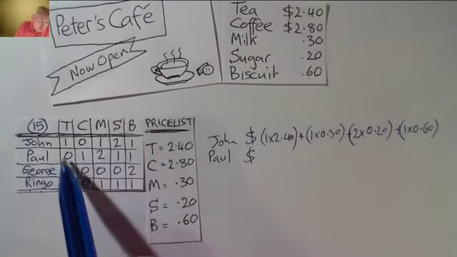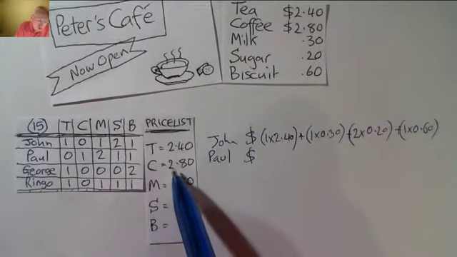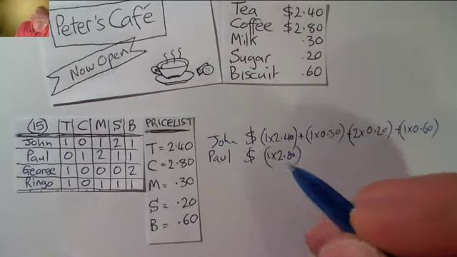So Paul, he had no tea, but he had a cup of coffee. So we'll skip the first one and we'll go straight down to the second one. So it's 1 times $2.80 for the coffee.